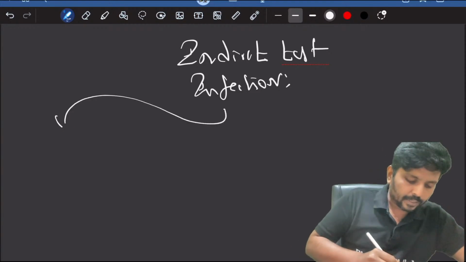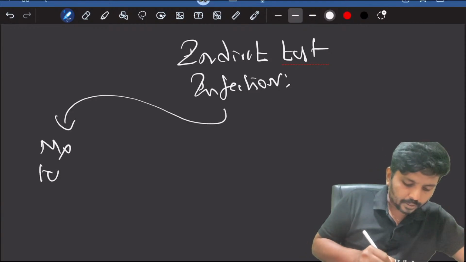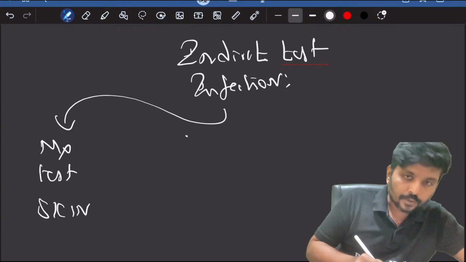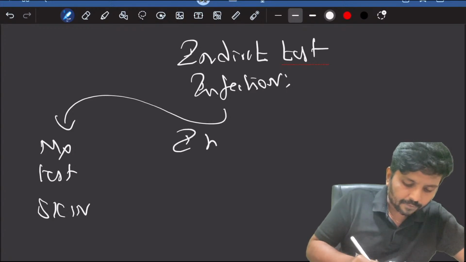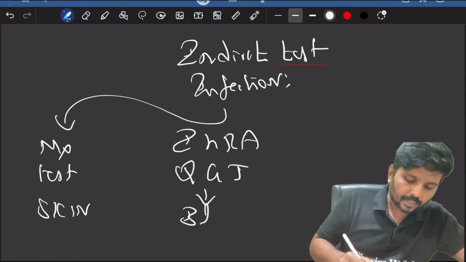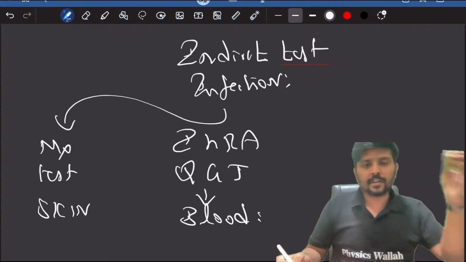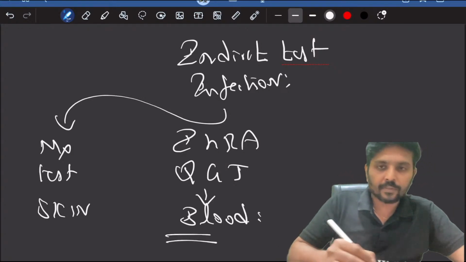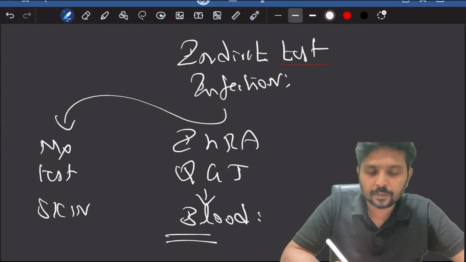So what are all the tests? One is Mantoux test. That is a skin test. Second one is IGRA, interferon gamma release assay, that is called quantiferon gold test. This is the test in which you measure interferon gamma that is released in the blood. So this is the only investigation of TB that is done with blood.